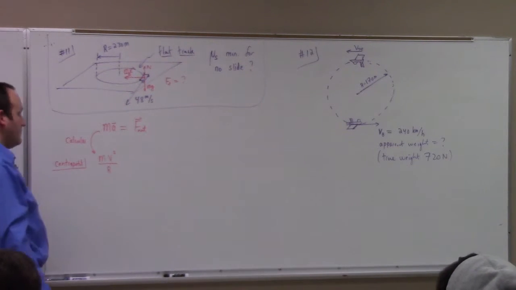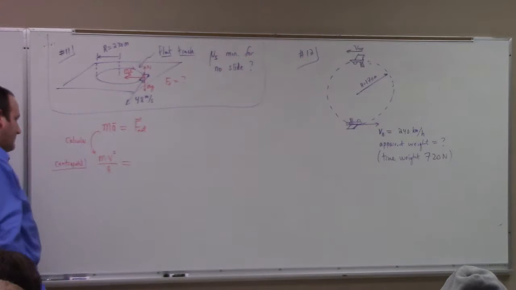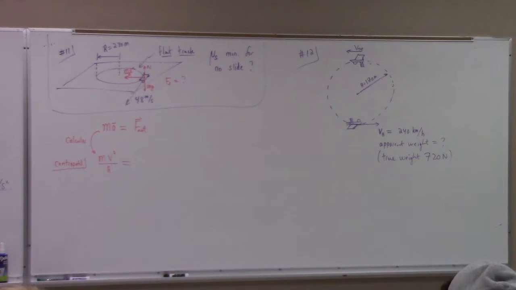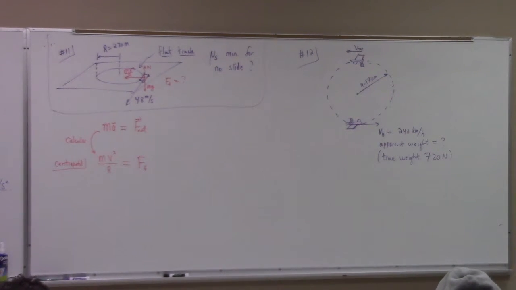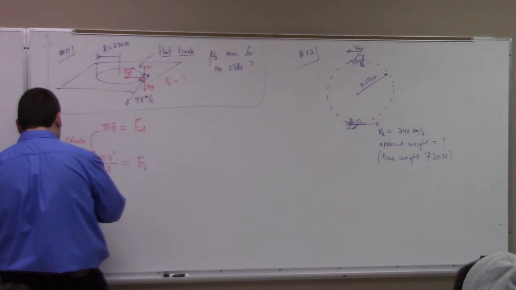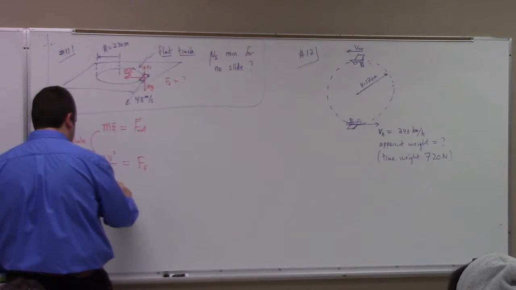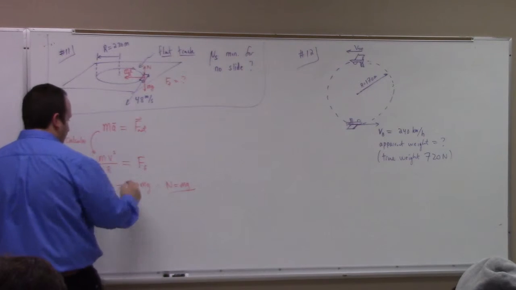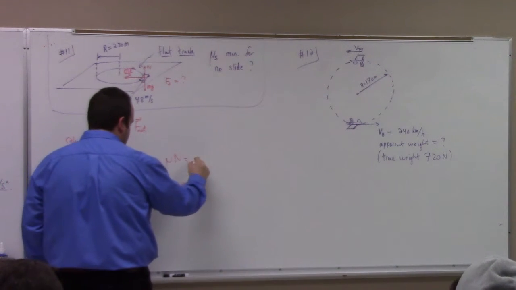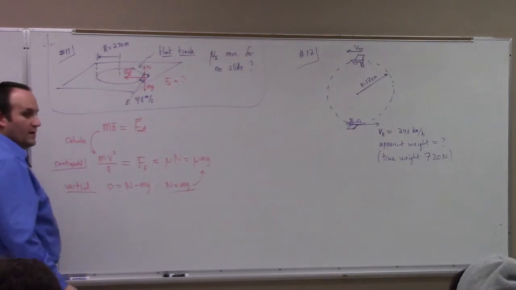So what's supplying that? Well, that's the force of friction. In other words, the force of friction has to be pointing towards the center of the circle. Otherwise, the car would not stay on that circular path. But vertically, you've got 0 equal to the normal force minus mg. So the normal force is equal to mg. The force of friction then is mu N, which in this case is mu mg. And so there's how you solve it.